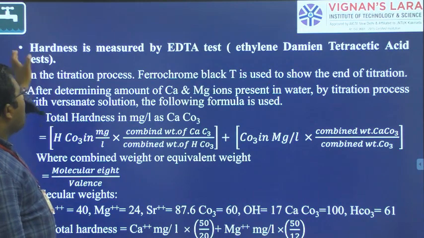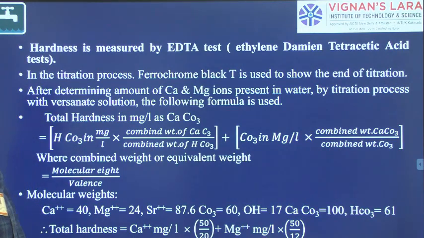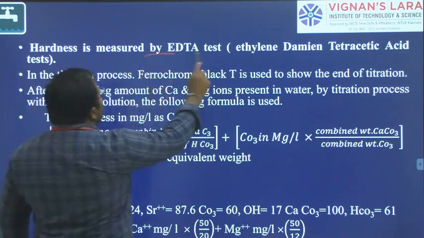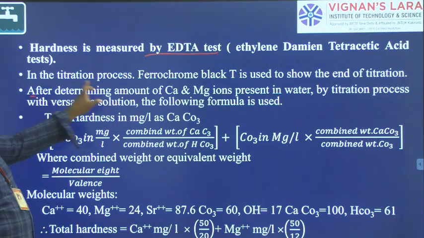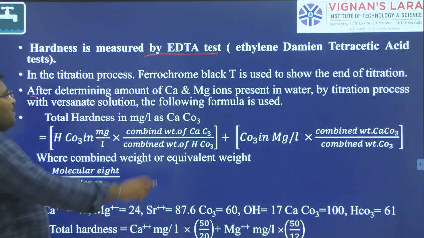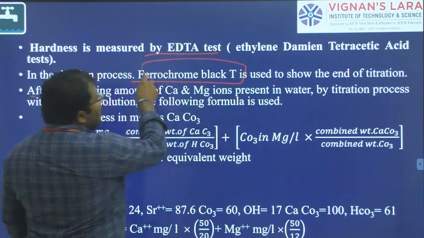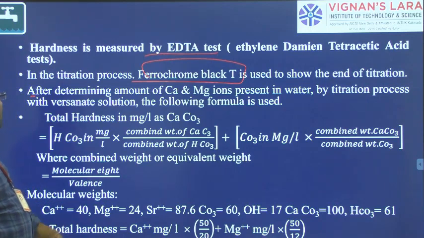Right. Next, hardness is measured in the laboratory. We are going to use the EDTA test. This is done with EDTA, meaning ethylene diamine tetraacetic acid. Right. In the titration process, we are going to use the Eriochrome Black T indicator. Okay. It is going to show the end of the titration.